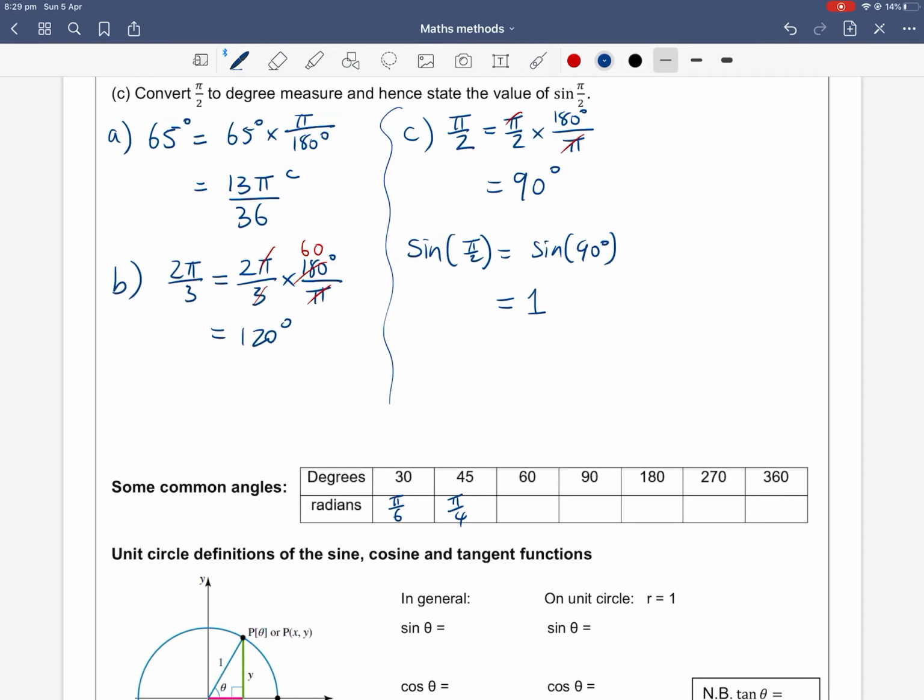45 degrees is pi on 4, 60 degrees is pi on 3, 90 degrees is pi on 2, as we saw before. 180 degrees is pi, because that's half a circle. 270 degrees is 3 pi on 2, and 360, one full circle, is 2 pi.